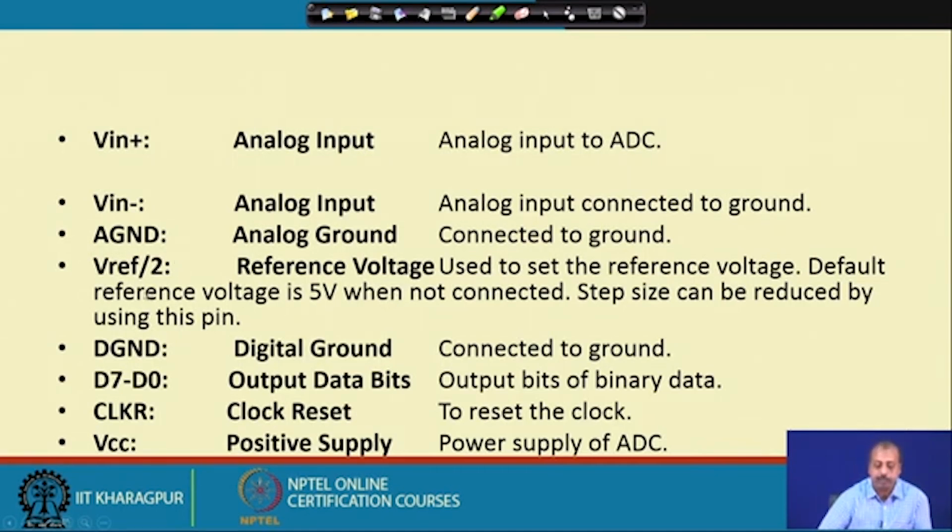If you keep this Vref by 2 pin open, then the reference voltage will be 5 volt, and if it is connected, then the reference voltage will become 2.5 volt, and accordingly the step size can be reduced by using this pin. So, if instead of converting 0 to 5 volt, you are converting in the range 0 to 2.5 volt, then what will happen is, with the same 8 bit ADC, you are getting the same 256 levels of inputs converted into digital values.